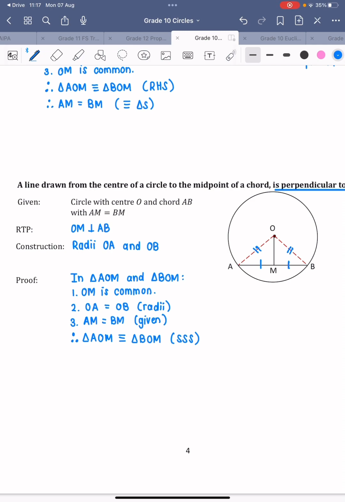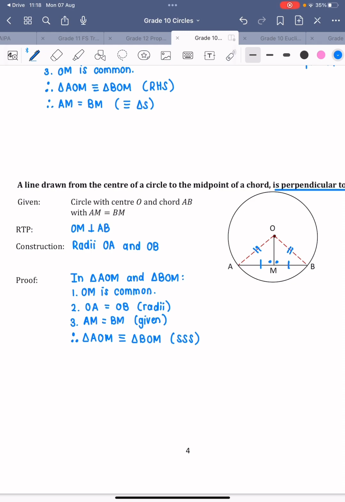Right, now guys, what that means is that these two angles are going to be equal to each other, right? Remember, when two triangles are congruent, all their angles are equal. But these two angles lie on a straight line. Are we looking at OMA and OMB? Those two angles lie on a straight line, so what must they add up to? 180, right? Two angles on a straight line add up to 180. And since they are equal to each other, what is 180 divided by 2? 90 degrees. Okay, so that is where we're going to get the perpendicular.